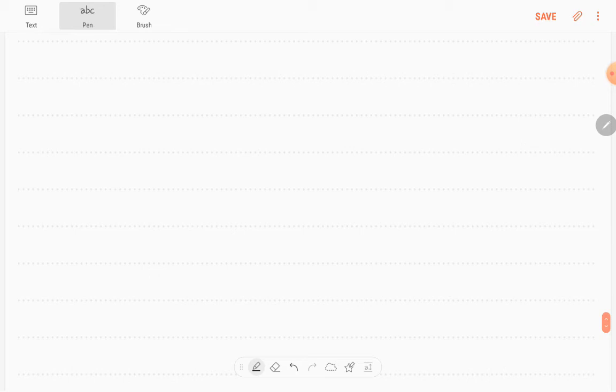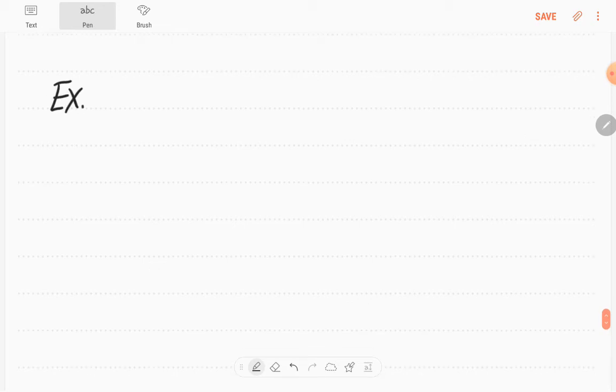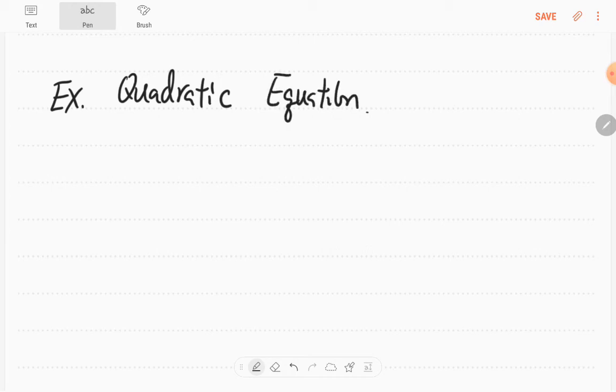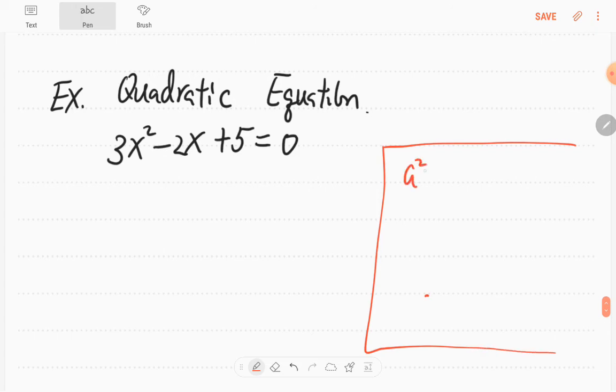Okay, so now let's look at this one. This is the solution for the quadratic equation. Complex numbers will often be used in the solution for the quadratic equation. This is 3x squared minus 2x plus 5 equals 0. Do you remember the discriminant? If you have ax squared plus bx plus c equals 0, there is something called the discriminant. The discriminant is b squared minus 4ac, right?